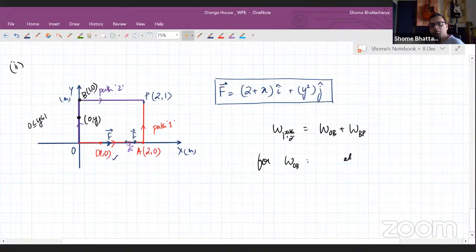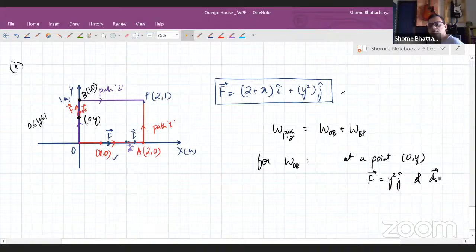So at a point 0 comma y, the force is becoming how much? y square j cap. Put x as 0 in this thing. So the force is along the y axis now, and the differential displacement is also along the y axis. So this is your force and your displacement is also along the y axis.